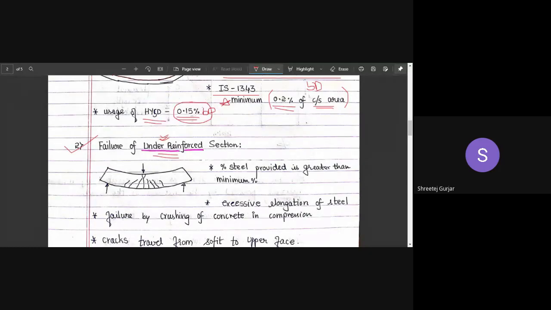Common sense says that if you provide more steel, it will be safer. But here we are giving steel which is lesser than the balanced section, than what is required, right? So why do we prefer this under reinforced section? Any answer, anything that you can think of? Usually what we think, if you provide more steel, it will be safer. Then why do we go for under reinforced rather than over reinforced section?